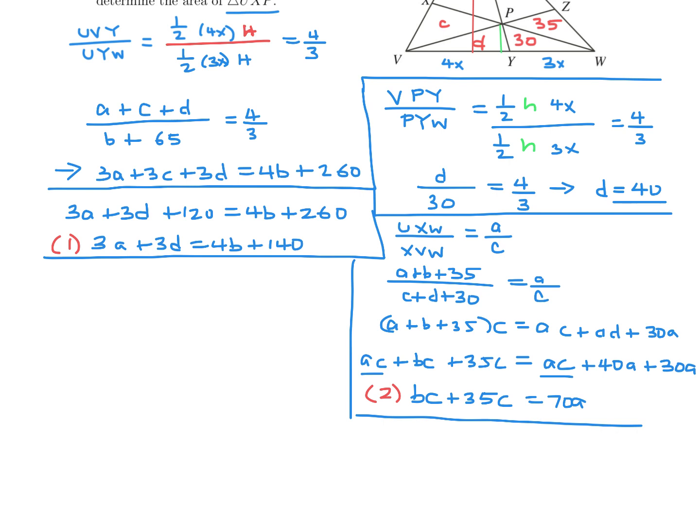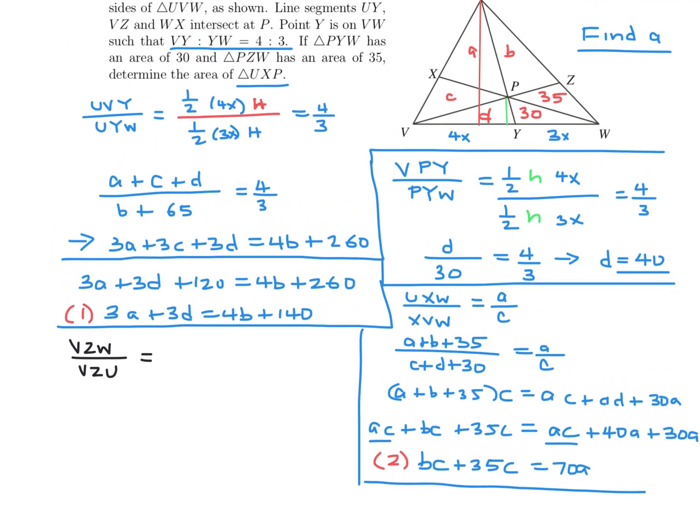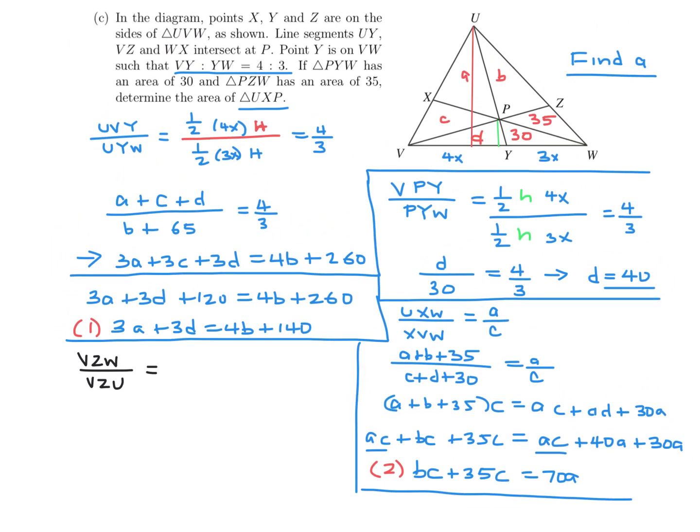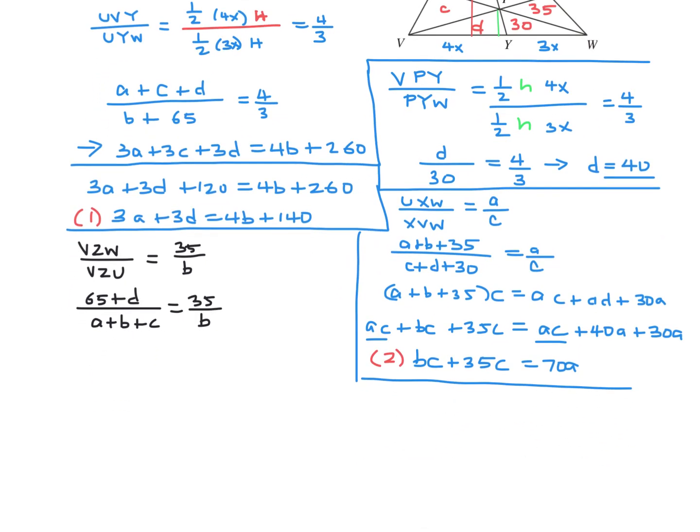There should be one final comparison, that is VZW to VZU. And if you look back at the diagram, VZW is going to be 65 plus D. And VZU is A plus B plus C. And those should have the exact same ratio as the smaller triangles B and 35, where this is 35 and this is B. Okay, so I think we're pretty close to the finish line. I think this is the last one, the last comparison.